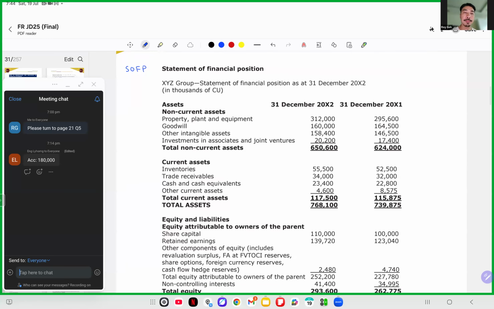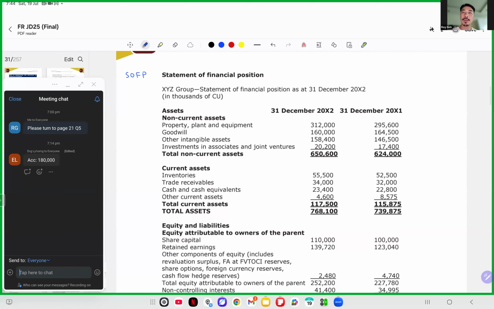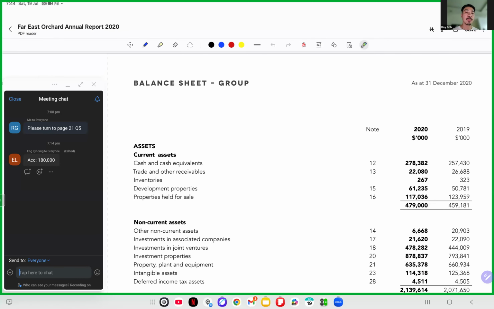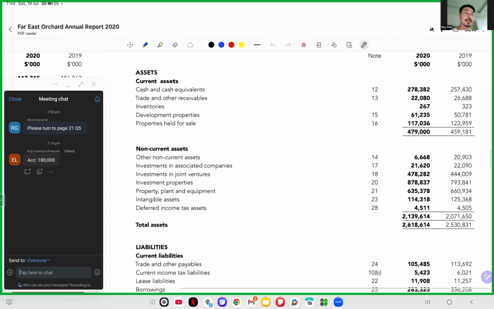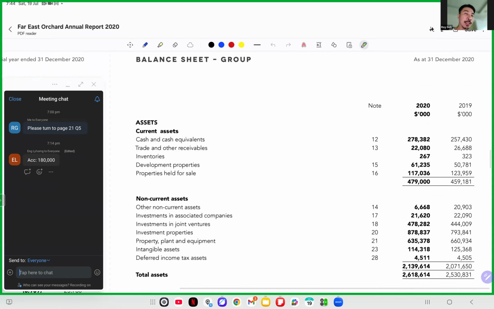So let's come back to here. This is your non-current asset, followed by current asset. I know that the Fives Orchard shows the opposite. Fives Orchard's balance sheet shows current first, followed by non-current. Please don't follow.